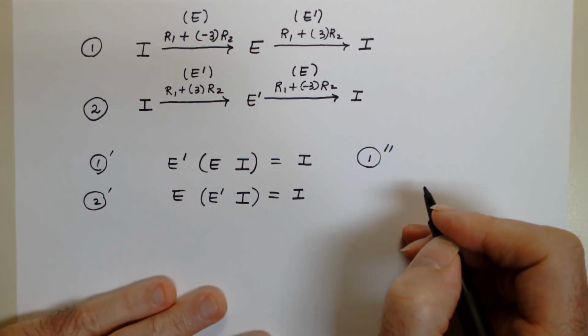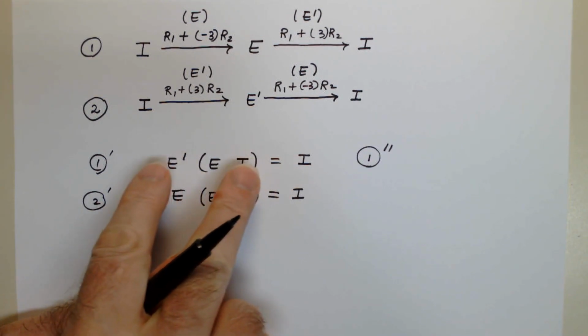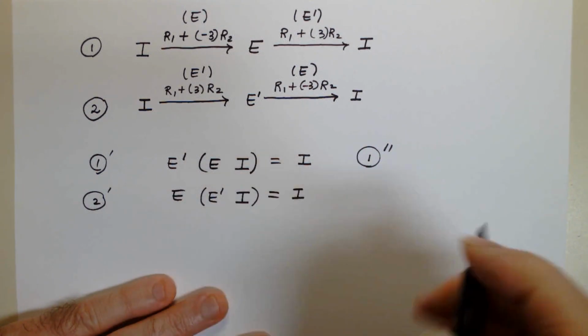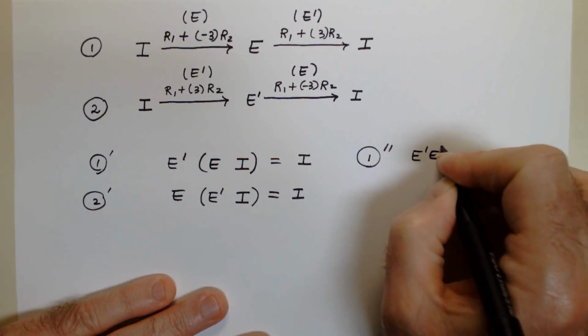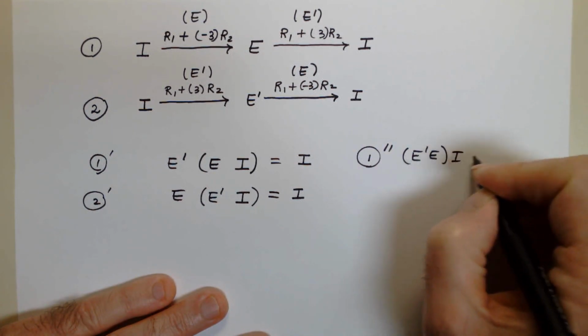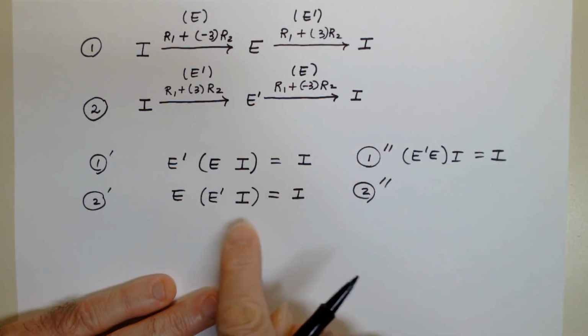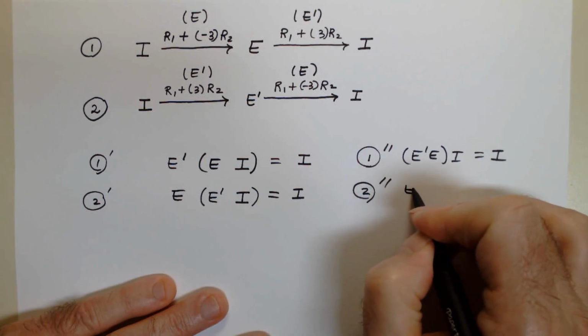I'll call this 1 prime prime. We'll reinterpret this now. Let's lift up the parentheses and reassociate. So this will be E prime times E multiplied by I, equals I. And when I reinterpret this one, I'll lift up the parentheses and reassociate.